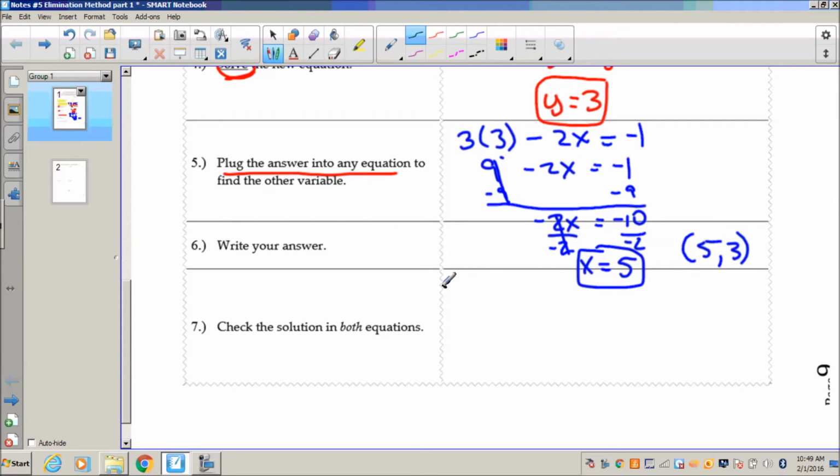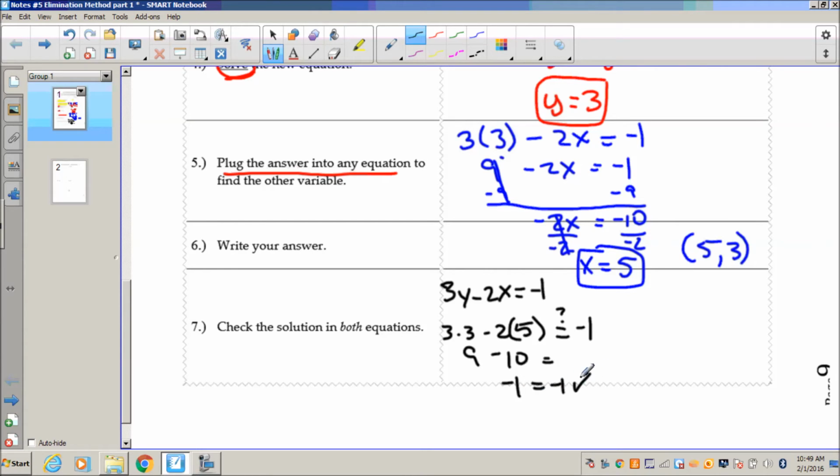You're going to write down your equation, 3y minus 2x equals negative 1, and then you're going to substitute in. Y is 3, so 3 times 3 minus 2 times, I think x is supposed to be 5, so I'm going to test that out, equals, question mark, negative 1, because I'm going to see if this is true. 9 minus 10 is negative 1, so I see negative 1 does equal negative 1, so that worked out nicely.